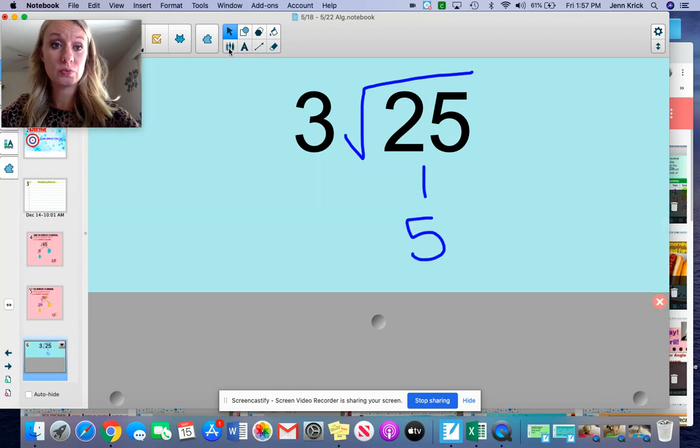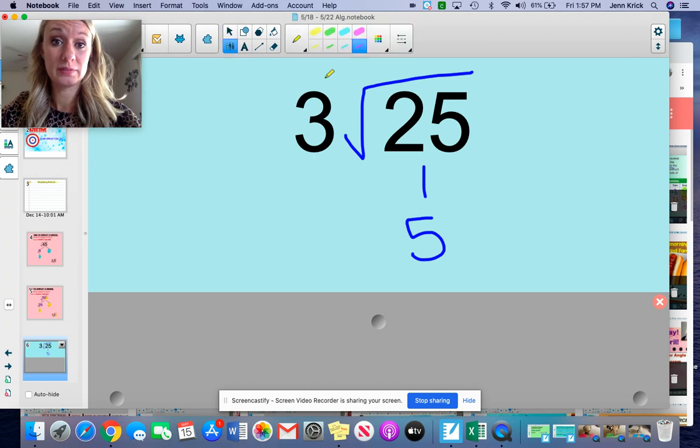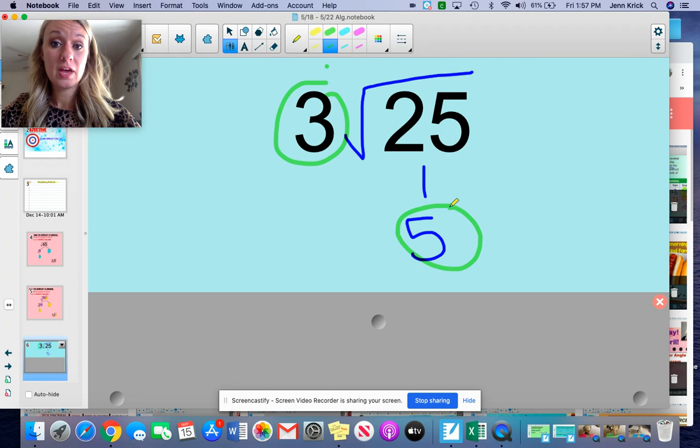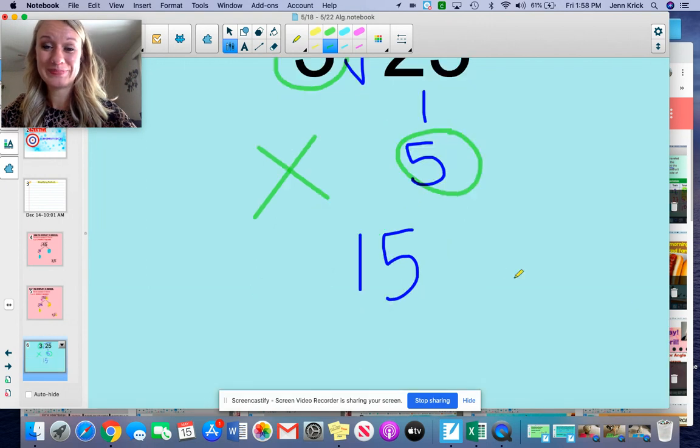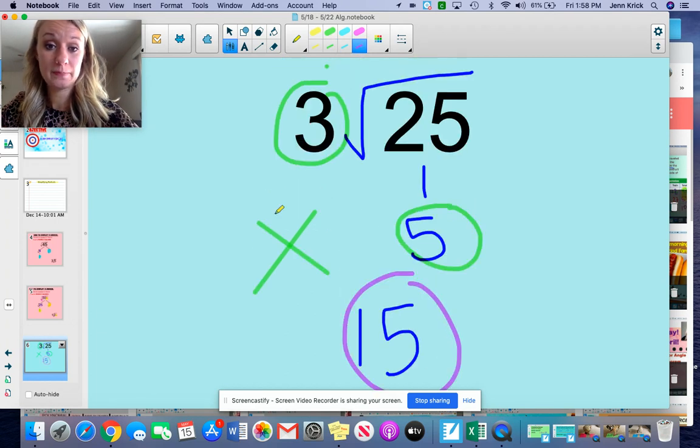And now here's what you're going to do. This is very, very important. I've got a 3 and I've got a 5. When we combine those, we combine them with multiplication. What is 3 times 5? Please tell me 15. And it's 15. So technically, the simplification of this expression here is going to be 15.